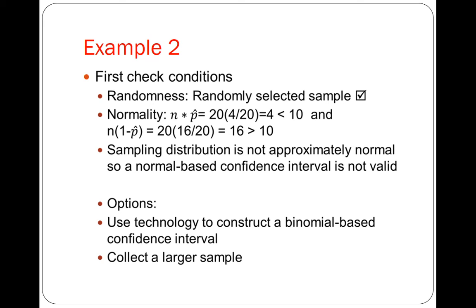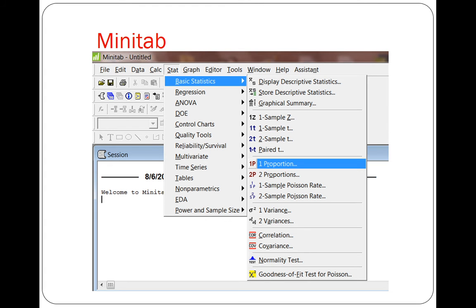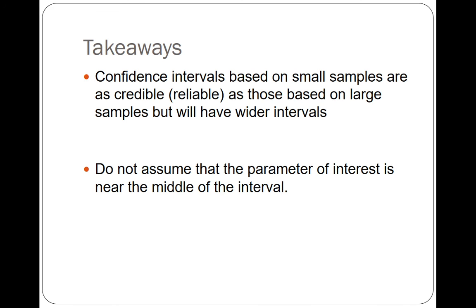But the normality is not valid because we only had 4 successes. And so we can't use our approximately normal, so we really can't do a normal based. We'd have to use something else. So collect a larger sample, and we might be able to use the binomial distribution for that. And like I said, you can use the binomial distribution on Minitab.